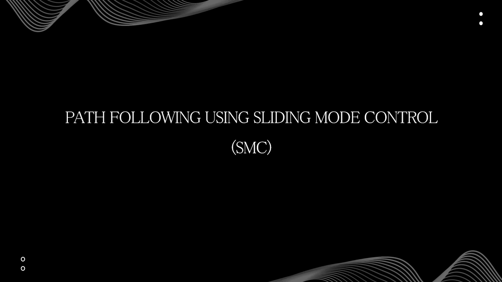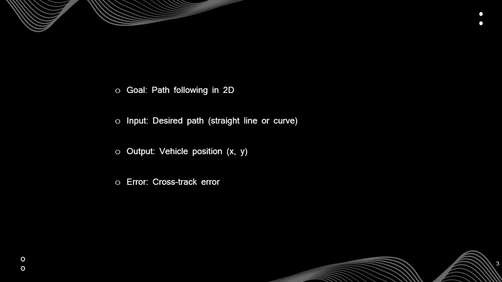In this episode, we will learn how to make an AUV follow a predefined path using a sliding mode control. The idea is simple. We have a reference path, for example, a straight line. The AUV moves in the water and may deviate due to disturbances. Our task is to minimize the cross-track error, which is the distance from the path.